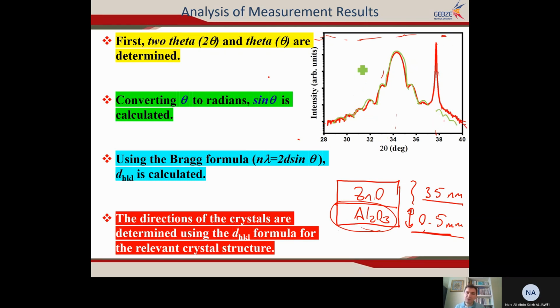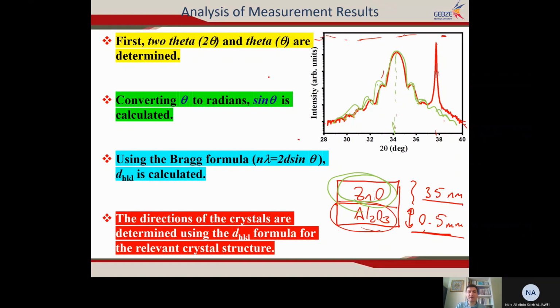So what is the meaning of these satellite peaks on the left and right side of the main peak of this broader spectrum? These satellite peaks show that zinc oxide is grown very well and has a single crystalline structure, and these satellite peaks are called Laue oscillations. They show the crystalline quality of the thin film here.